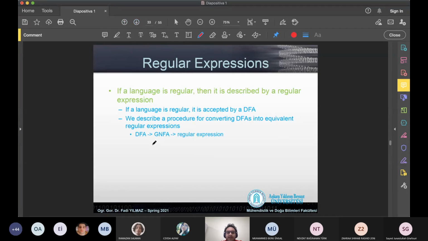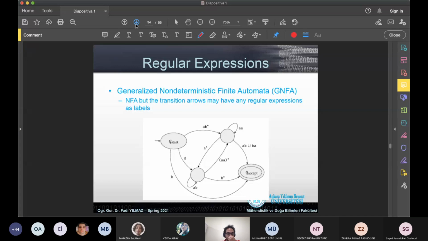So to do that, we define something like a GNFA. It's something new, but it is like the easiest way to do that. Okay, guys, so you are seeing a GNFA. It's called a generalized nondeterministic finite automaton. So this is the NFA. There's nothing fancy, but the transition arrows don't have letters, they have regular expressions. This is the only difference between NFA and the GNFA.